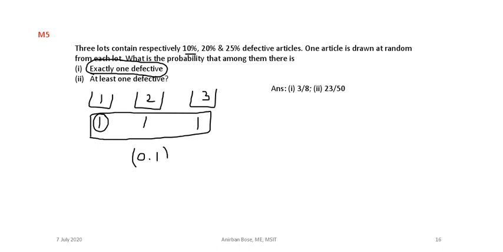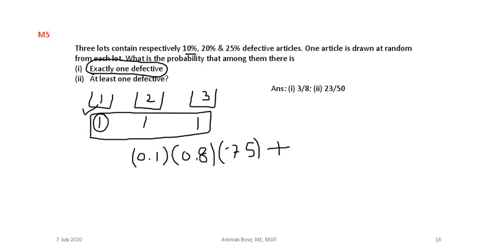So consider that this is a case where the sample that is taken from lot 1 is defective, but the sample that is taken from lot 2 is not defective. That means what is the probability that the sample taken from lot 2 will not be defective? That is 80%, right? So 0.8. What is the probability that the one coming from lot 3 is not defective? That is 0.75.